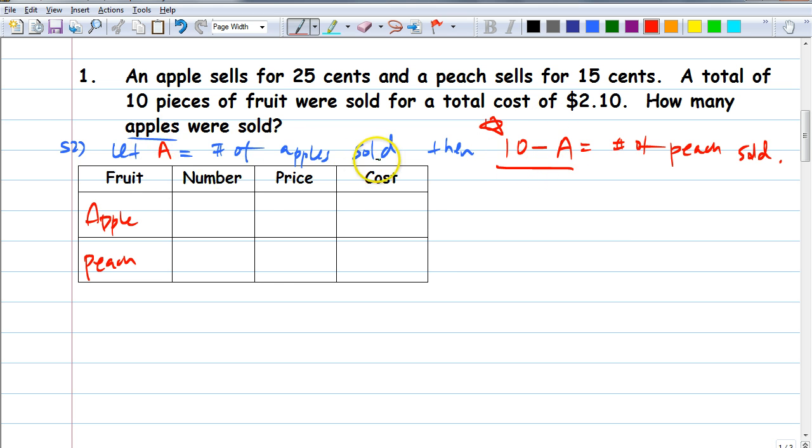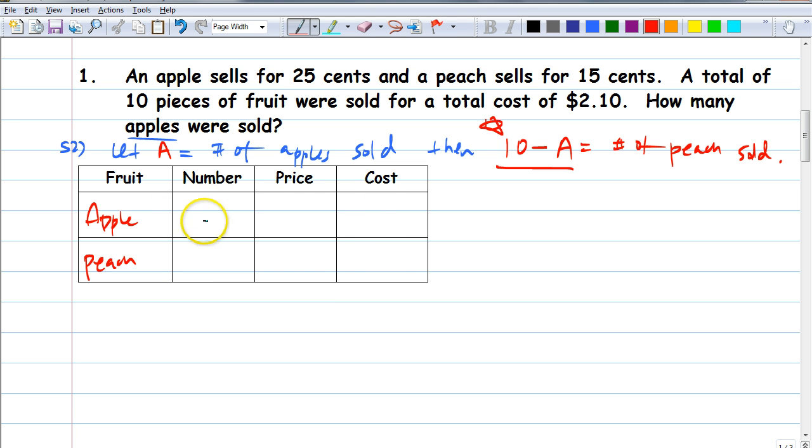If I let P be the number of peaches that were sold, how would you represent the number of apples that were sold? 10 minus P. Does that make sense? It doesn't really matter, right? But since they asked for apple, why not just declare a variable for apple? Okay, so now let's fill in the blanks. You should be able to fill all of them, all 6 boxes here.